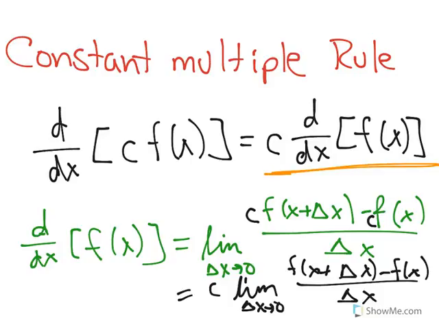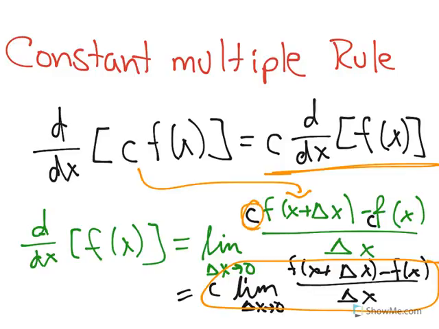So this is the derivative of c times f of x, and the second one is c times the derivative of f of x. So we just proved it, and you can try it out by plugging in specific numbers for c and f of x, and you will see that it's in fact true.